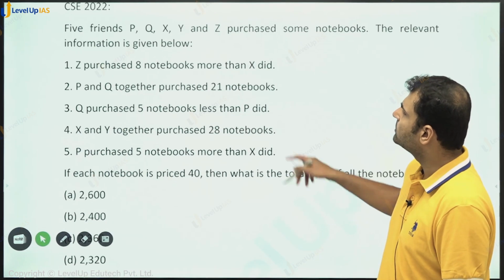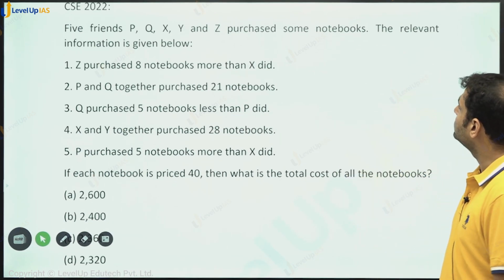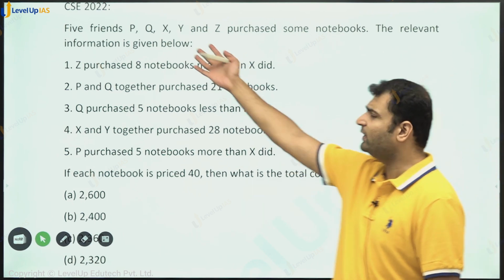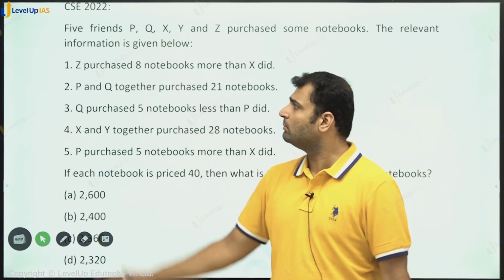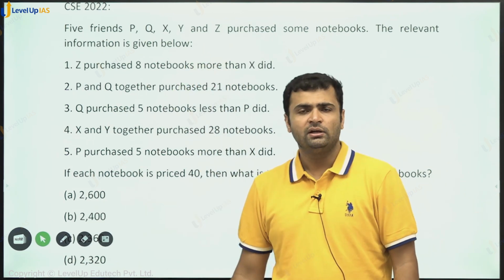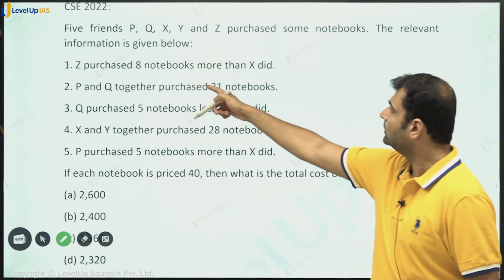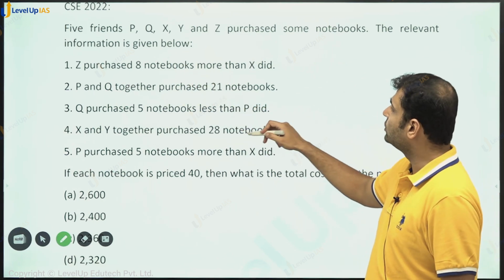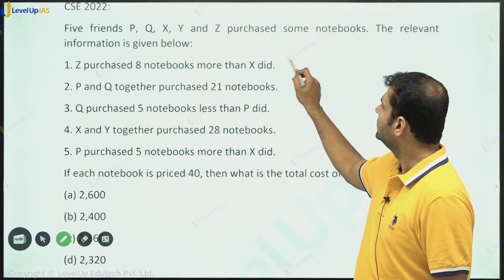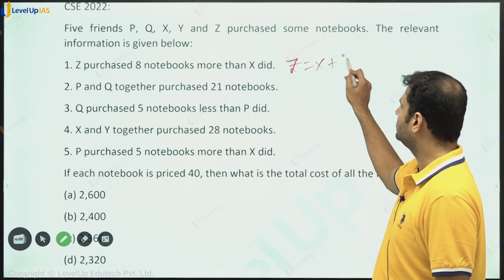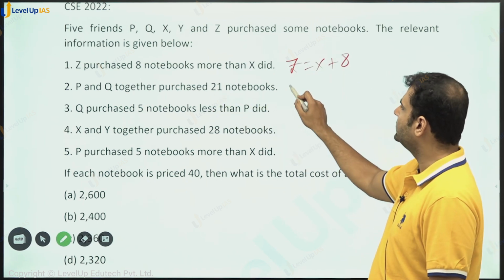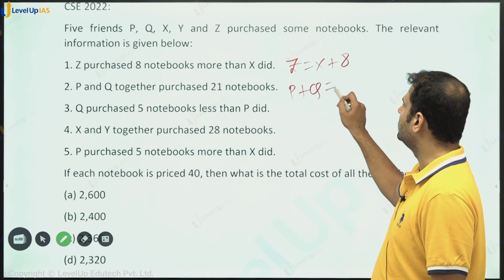Again, 5 friends P Q X Y Z purchase some notebooks and there are relevant ones. So 5 friends are there. So 5 unknowns are there. Number of books उन्होंने कितने कितने खरीदे हैं, that is unknowns, that is given in the question itself. तो क्या दिया है देखो, Z purchases 8 more notebooks than X. So Z is equal to X plus 8. P and Q purchase together 21 notebooks. P plus Q is equal to 21.